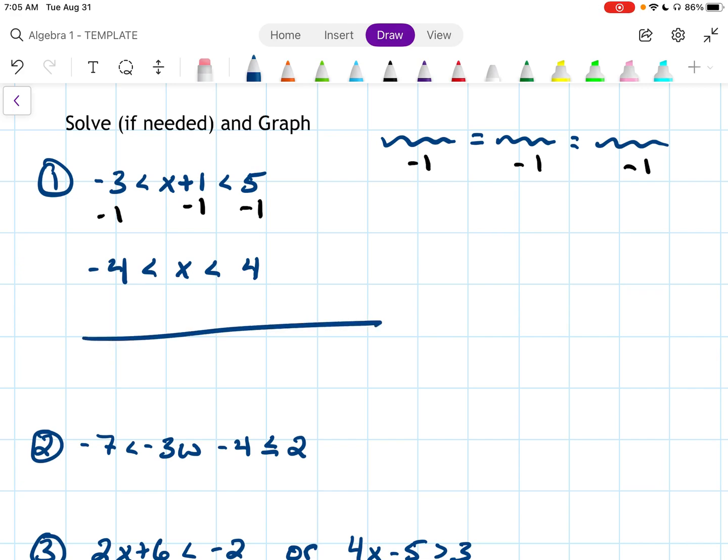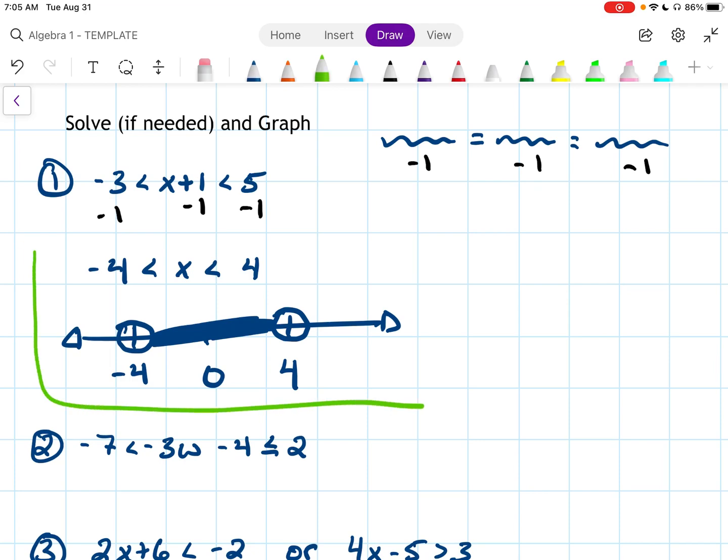So whenever I graph this, I'll put negative 4 here, maybe 0 and 4. I'm going to have an open circle on the left, an open circle on the right. And I always think of this as like a bookend, where negative 4 and 4 are both bookends, and x is in between them. So I shade in the middle. So our actual answer would be the graph and the solved piece there.